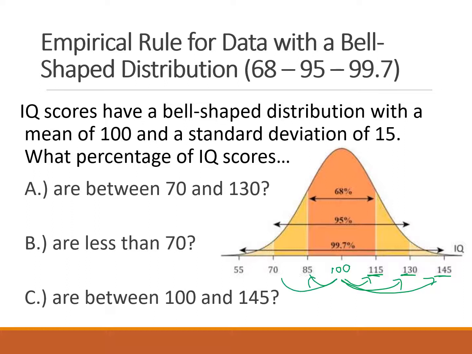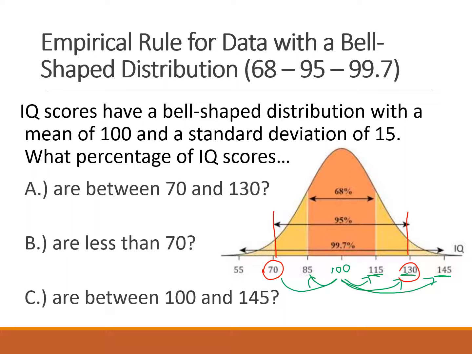So to figure out what's between 70 and 130, we can see these two numbers are right on the graph here. Those are marking the ends of that 95%. So 95% of people are going to have an IQ that's somewhere between 70 and 130.